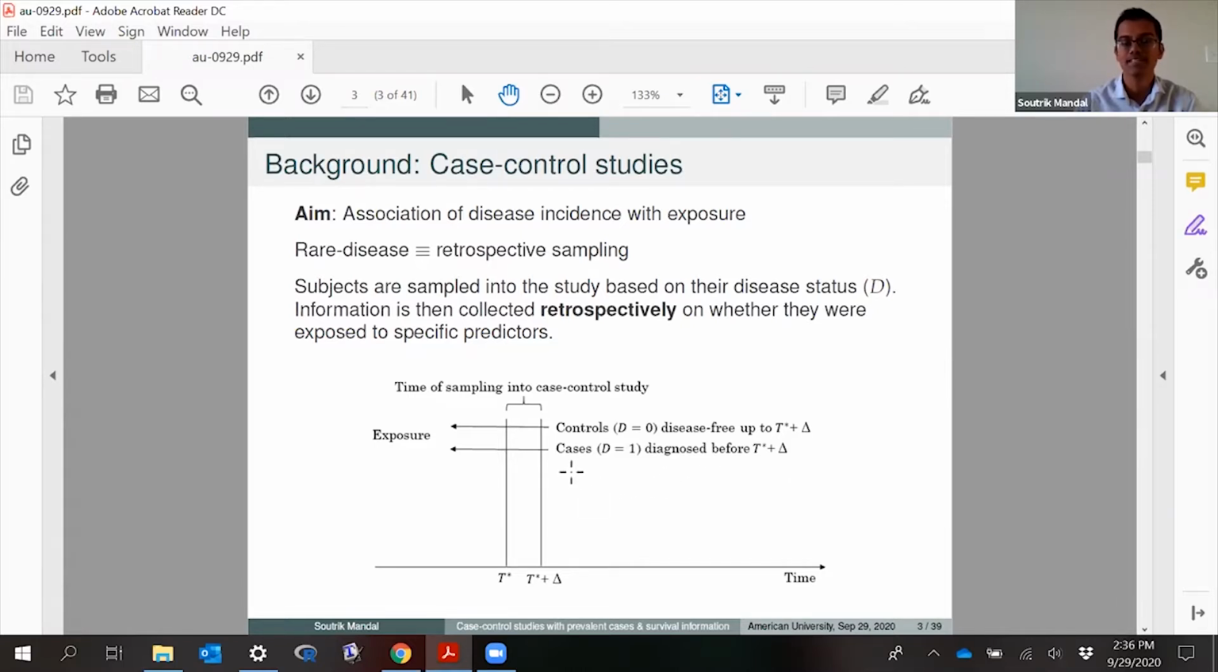We call them cases. And once we have sampled them, we look back in time, that is retrospective, and we collect information on the exposure status. So whether they were exposed to specific predictors or not.